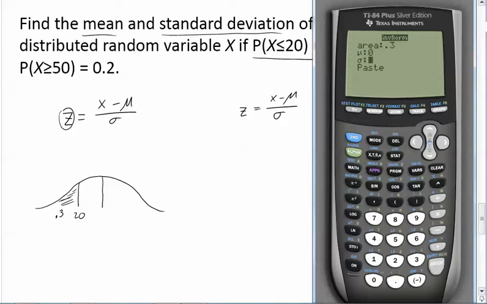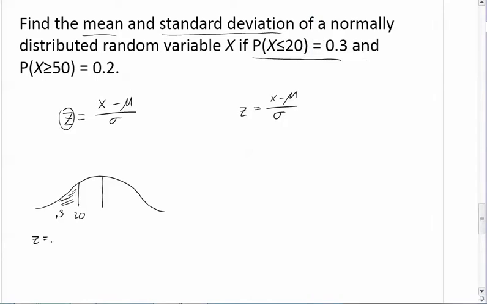And so from here, I'm just going to go enter, paste, and find the answer. That right there, negative 0.524, that is the z-score. And so the z-score is negative 0.524 because that is the value when we reference the parent function. Okay, so now I can say negative 0.524 is equal to the value, right? Because the probability, the z is the same. So the value is 20 minus mu over sigma. Okay, so that's my first equation.